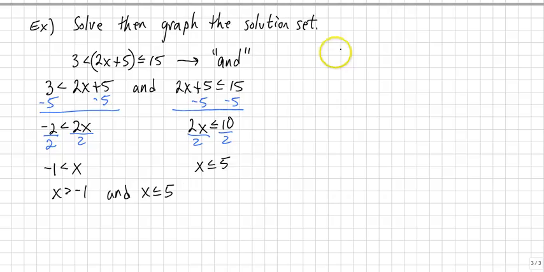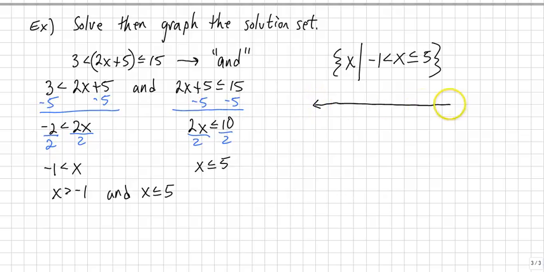So the solution set would be all x such that, and this is and, so we can write it this way if we want, but most people would write it as x is greater than -1, but less than or equal to 5. That would be the common way to write that. And then we were asked to graph it, so we just need to show what that looks like on a number line.